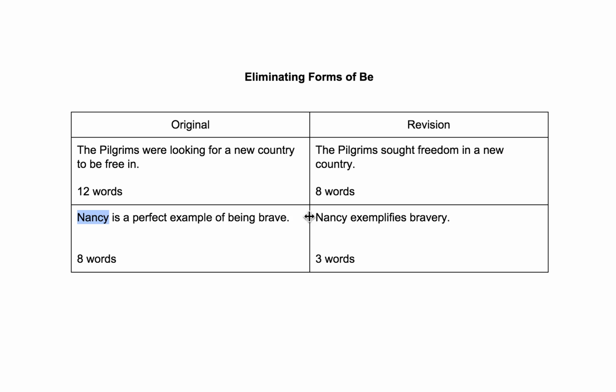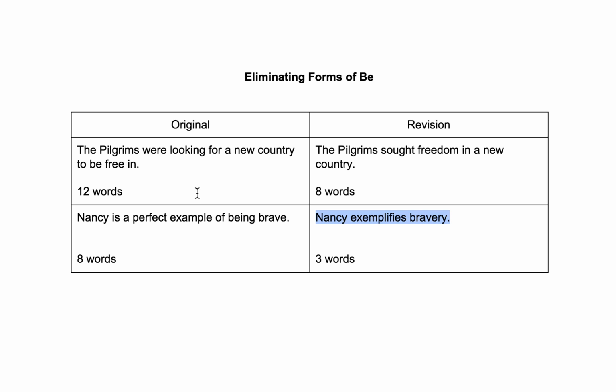Next sentence, Nancy is a perfect example of being brave. And the revision, Nancy exemplifies bravery. Again, much shorter and more direct. Well, what's the difference between these two sentences? We can consider the differences in a few ways, but one useful way to consider the differences is by looking at the use of forms of be.